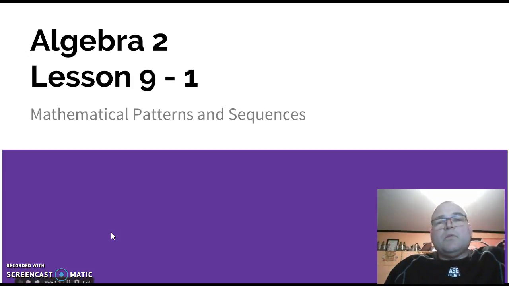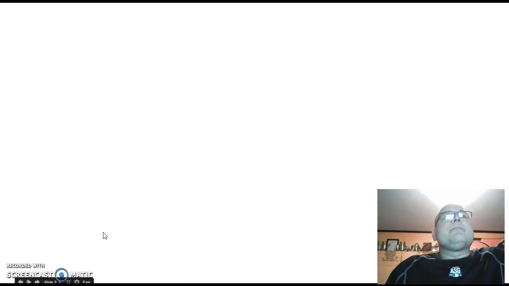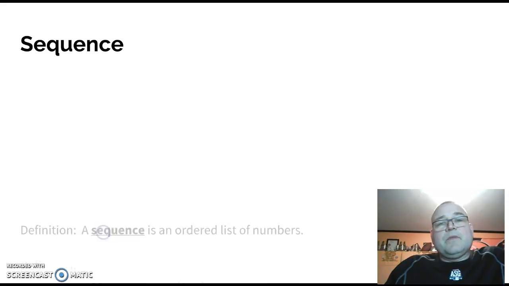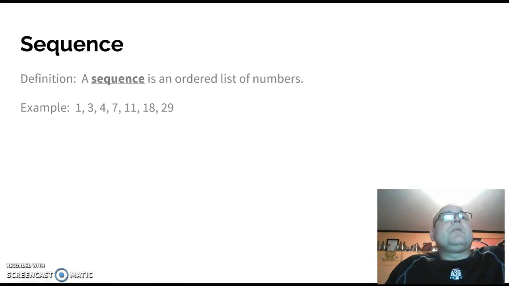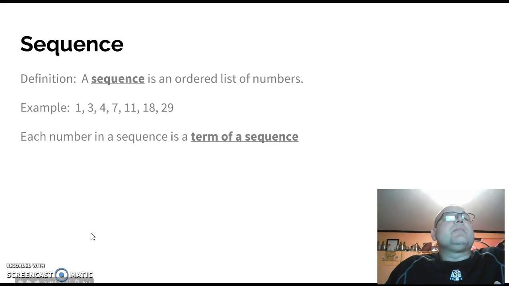In this lesson, we're going to talk about mathematical patterns and sequences. So to begin with, let's define a sequence. A sequence is simply an ordered list of numbers. Example, 1, 3, 4, 7, 11, 18, 29 is a sequence, just simply an ordered list of numbers. Each number in a sequence is a term of the sequence.